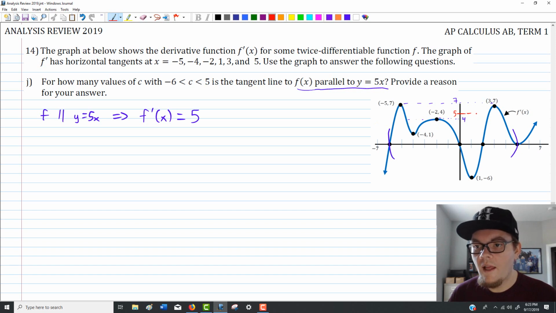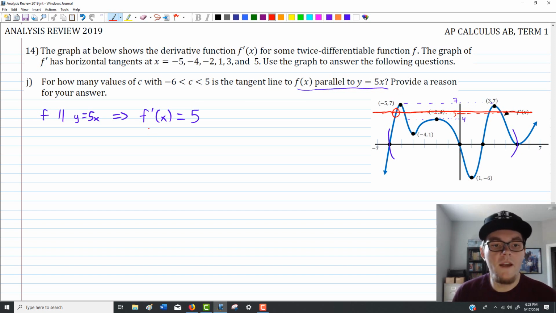So if I draw a line here, we can actually check and see. Again, I'm not the best at drawing these lines, but let's give it a shot. So there's my line. Again, I could actually draw it straight through a little bit better and you could see it. These are all the places where this intersects the curve, places where f prime of x equals 5. So looking up here, I see 1 value, 2 value, 3 value, 4 value. So there are 4 values.